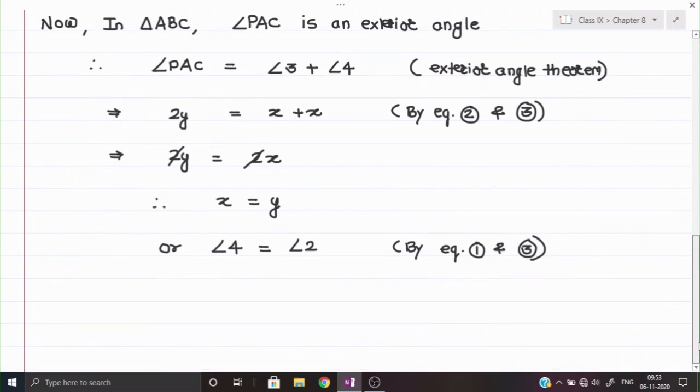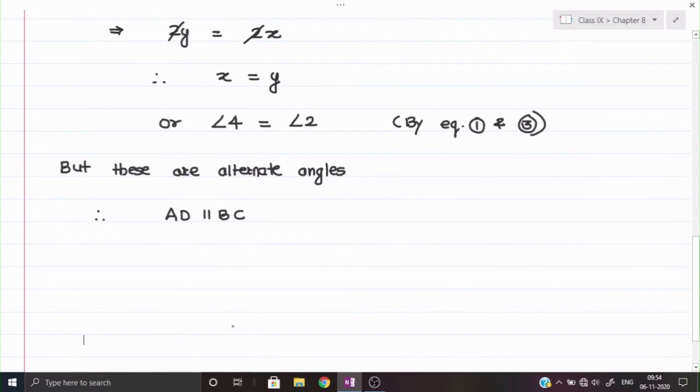But these are alternate angles. Therefore, we can say that AD is parallel to BC. Now see, AD and BC are parallel.